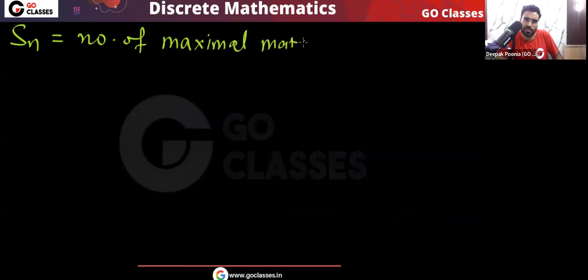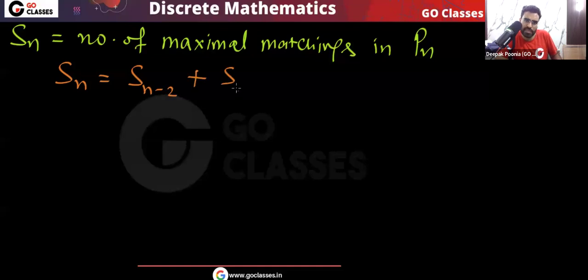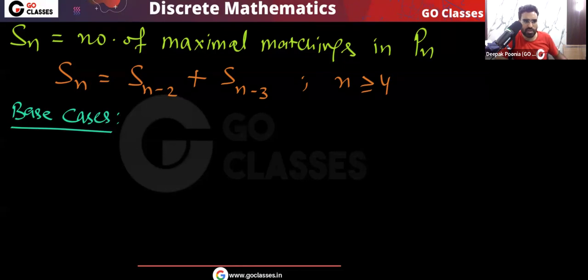So remember, very simple, what is Sn? Sn is the number of maximal matchings in Pn. And the recurrence relation we already found is that Sn will be equal to Sn minus 2 plus Sn minus 3 when n is greater than or equal to 4. And what are the base conditions or base cases? Let's see the base cases quickly.